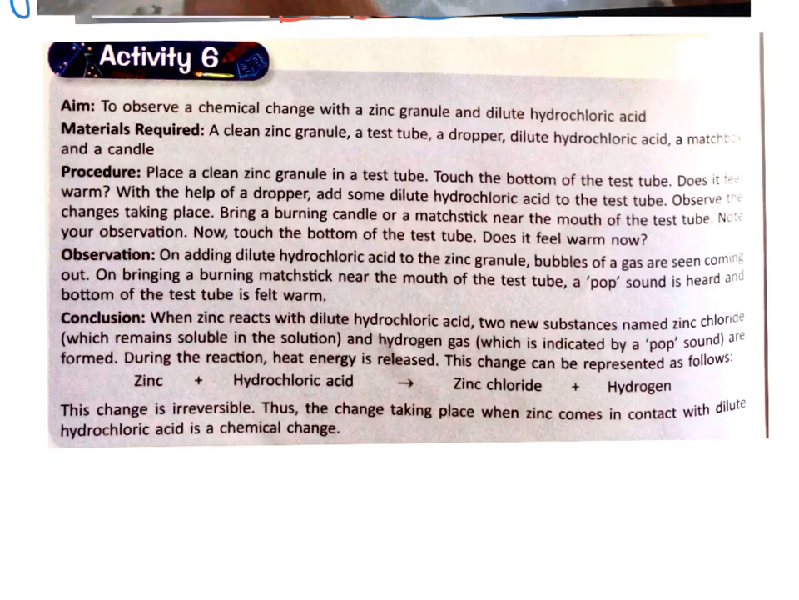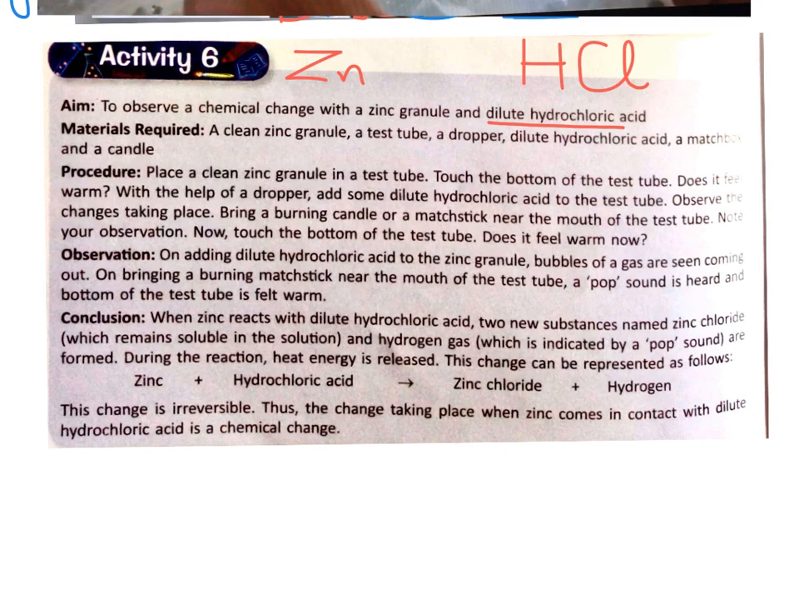Children, let's now see our sixth activity. Aim: to observe a chemical change with zinc granule and dilute hydrochloric acid. The formula for zinc granule will be Zn, where capital Z will be there and small n. And the formula for dilute hydrochloric acid will be capital HCl. Materials required: a clean zinc granule, a test tube, a dropper, dilute hydrochloric acid, a matchbox and a candle.